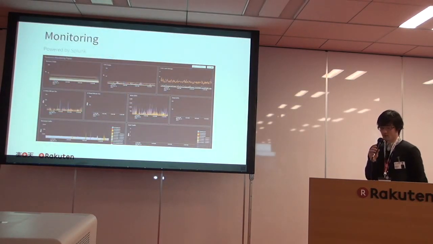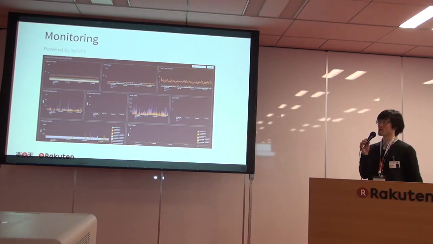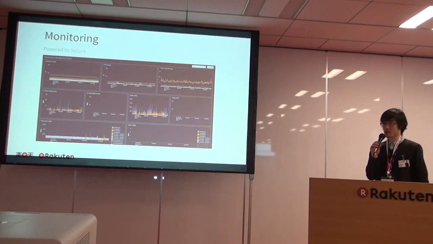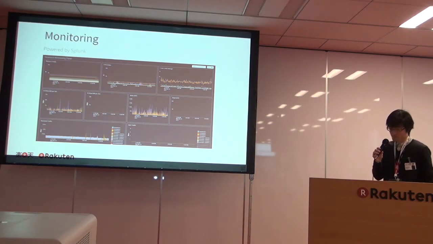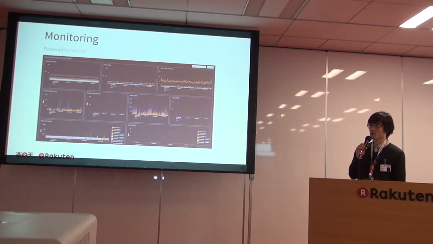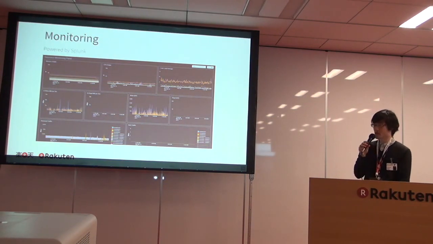Monitoring OpenStack is a very important issue for us. To monitor OpenStack, we are using Splunk. Splunk allows us to visualize machine metrics very beautifully. So Splunk is used for alerting, for example, email or something. It is very useful.